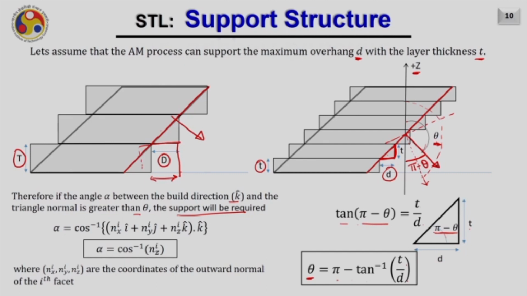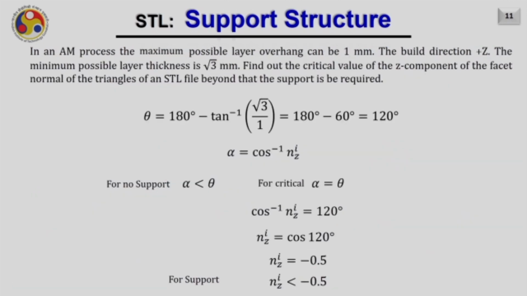Let us find out what will be that angle first of all. So, this angle alpha, assume, will be equal to cos inverse the dot product between the contact normal and the build direction, which is z direction here, that is why k is written here. Hence, alpha will be equal to cos inverse the z component of the contact normal, where of course nxi, nyi and nzi are the coordinates of the outward normal of the ith facet.